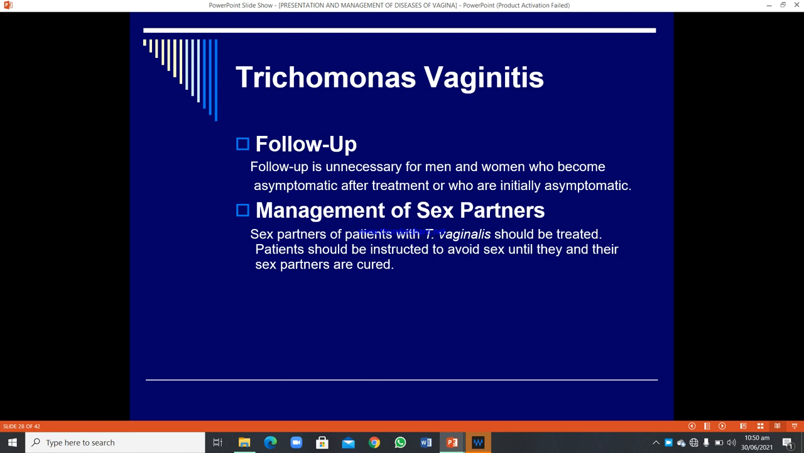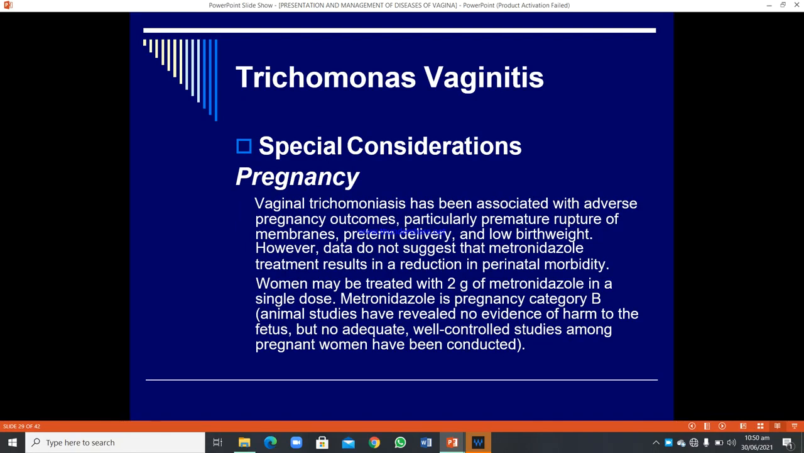Management of sex partners. Sex partners of the patients with Trichomonas vaginalis should be treated. Patients should be instructed to avoid sex until they and their sex partners are cured.